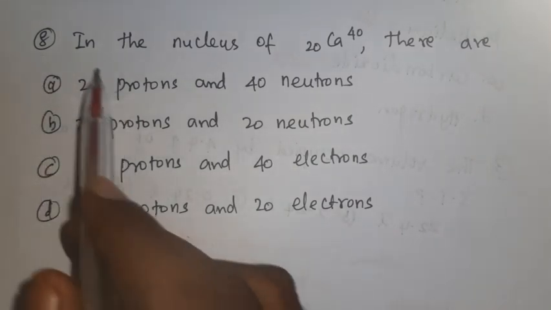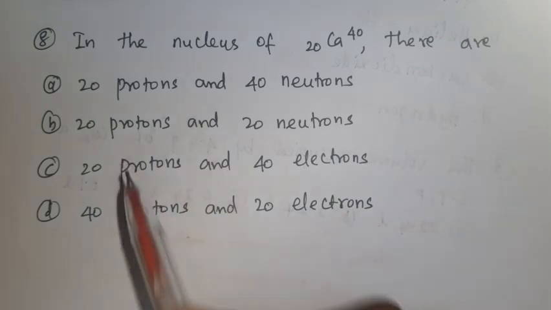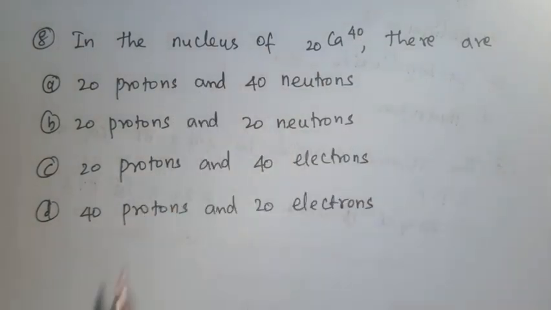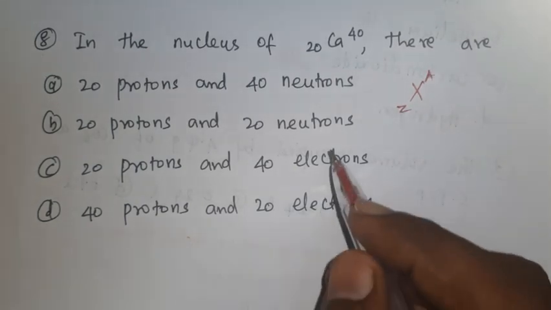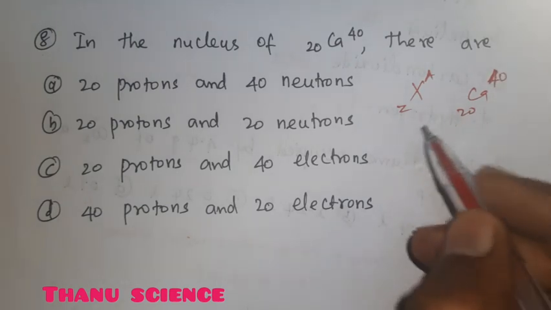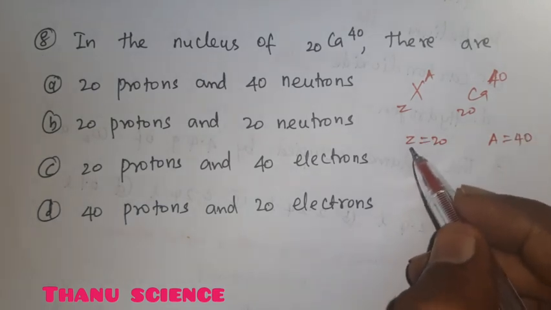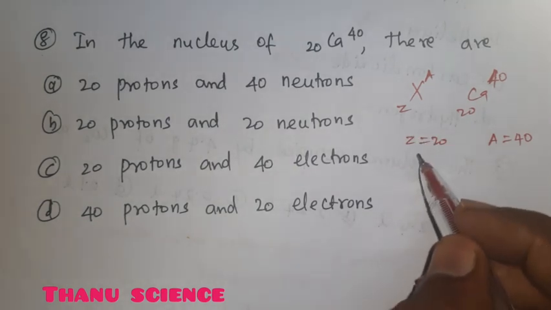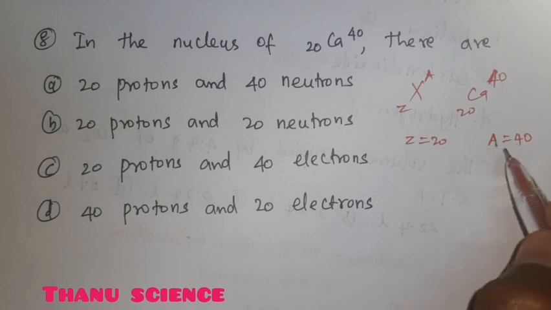Eighth, choose the best answer. In the nucleus of 20Ca40 calcium, how many protons and how many neutrons are there? We have to find out. Any chemical element's nucleus will be denoted like this, X with Z and A. Here for calcium, 20 and 40. If you compare this, Z is equal to 20 and A is equal to 40. Z is nothing but atomic number, number of protons or number of electrons. So Z represents three things. Number of protons is 20. This A represents atomic mass or mass number.